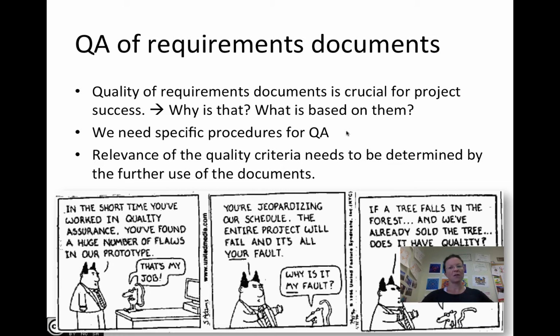Why is it my fault? If a tree falls in the forest and we've already sold the tree, does the tree have quality? How many angels can dance on your head? So quality assurance often gets a bad rep because they slow down the process, whereas in fact the process is being slowed down by errors that were produced earlier. And luckily they were caught before the product was shipped.